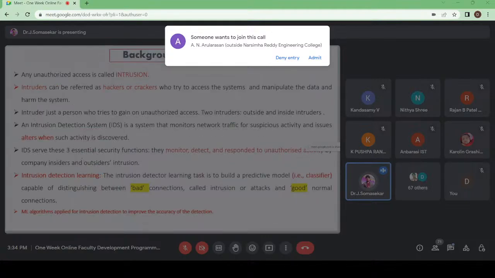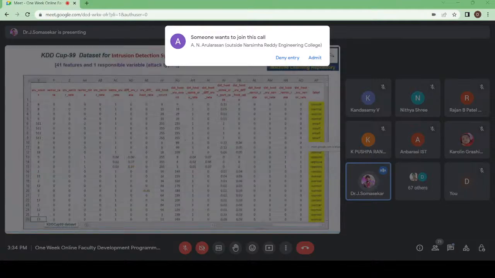So that's why here you can see the definition. An intrusion detection system will monitor, detect and respond to unauthorized activity inside the company, then immediately give an alert. So for that, how does machine learning come into the picture?